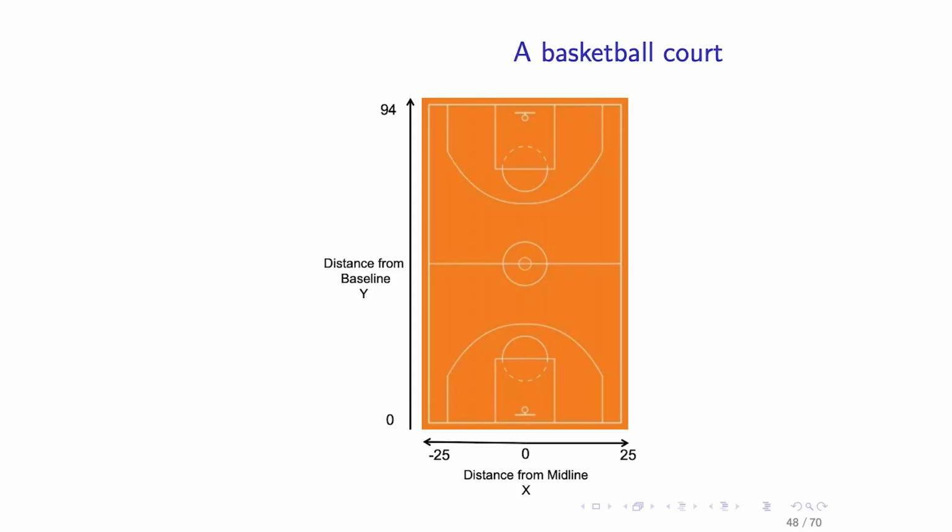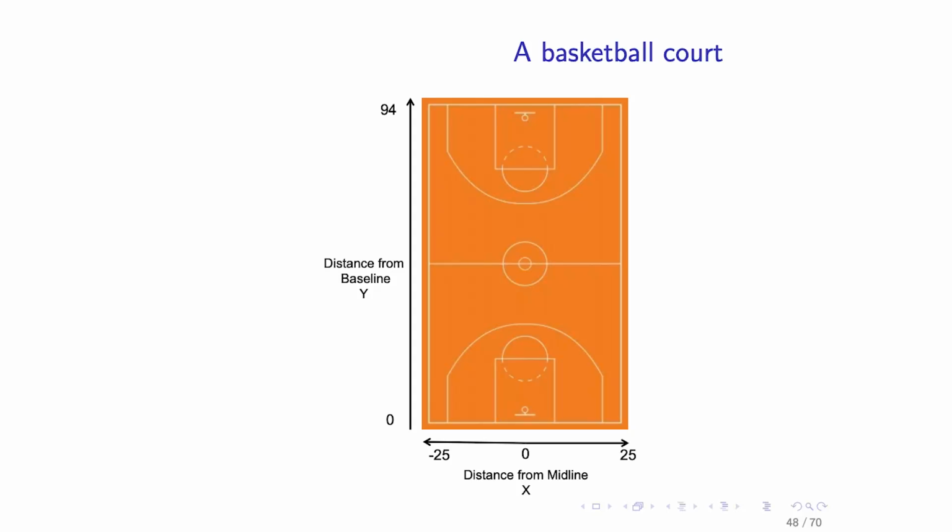I'm going to call the midline a line that's not the line here, but it goes from 0 to -25. And then the distance from the baseline is, suppose this is 0 till 94. In principle, you can shoot from anywhere you want, but you'll get more points if you shoot from here. And of course, it's going to be much, much easier if you are right below the basket.